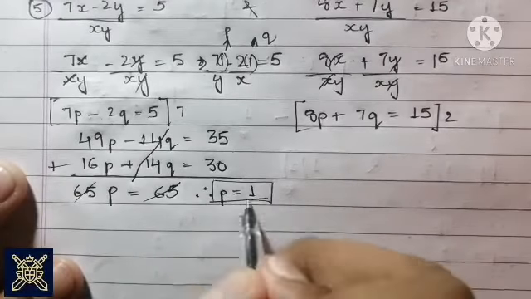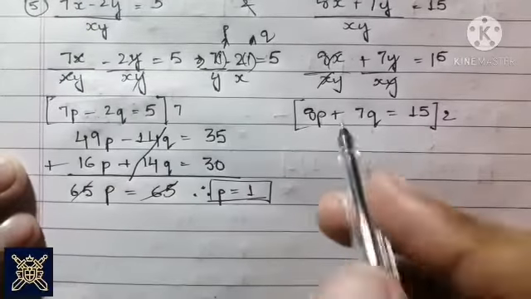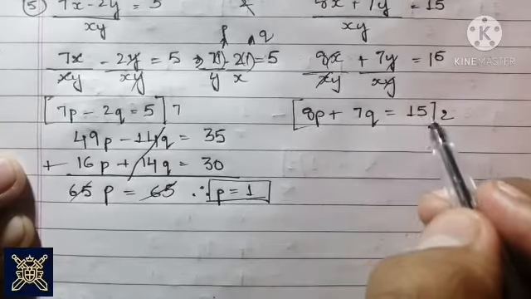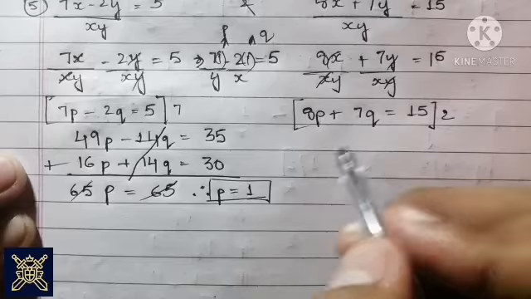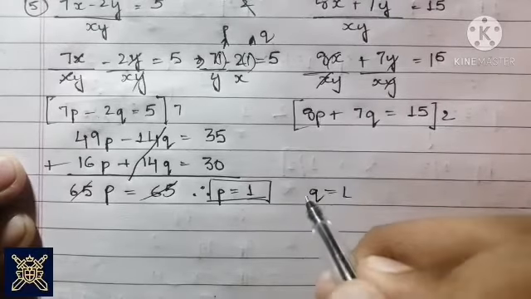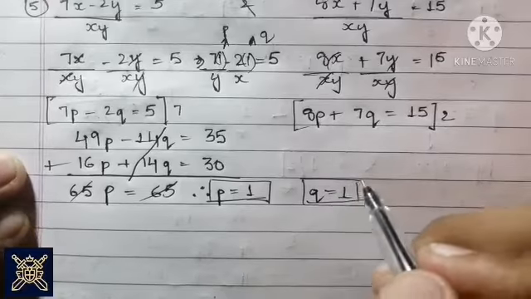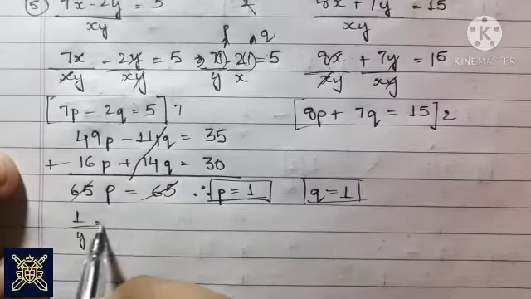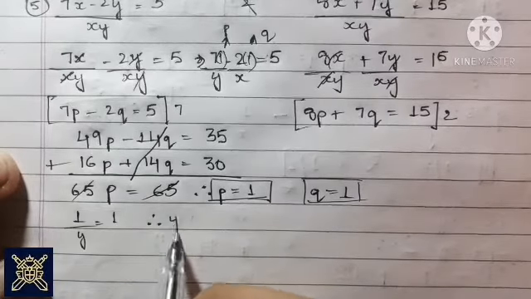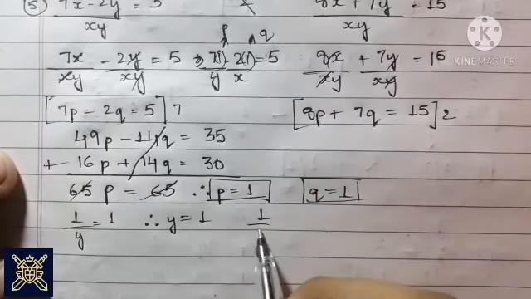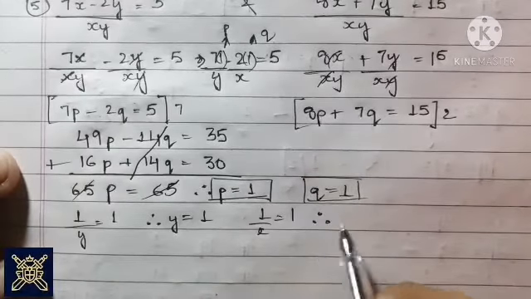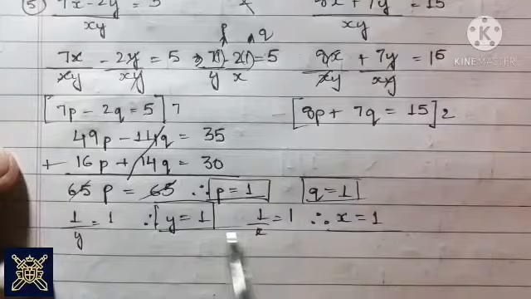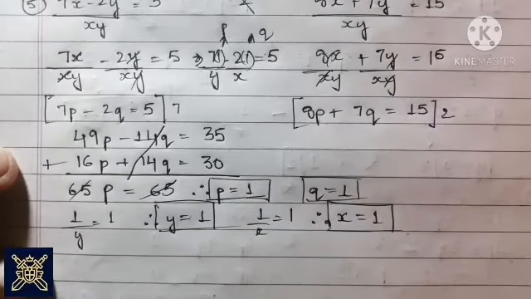Using this p is equal to 1 in any of the equations, let's say this one, 8p plus 7q is equal to 15, p is 1. So 7q is equal to 15 minus 8, that is 7, therefore q is also equal to 1. Since p and q are equal to 1, 1 upon y is equal to 1, therefore y is equal to 1. Similarly, 1 upon x is equal to 1, therefore x is also equal to 1. So this is how you had to find the values of x and y. Let's move on to the last part.